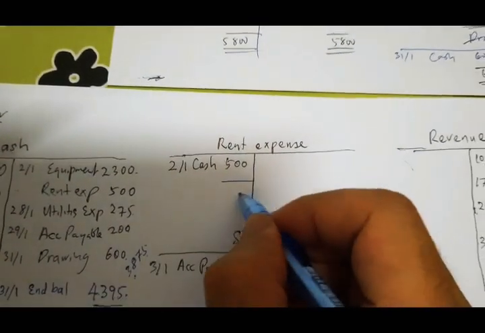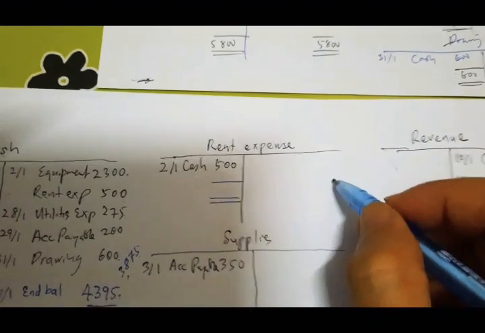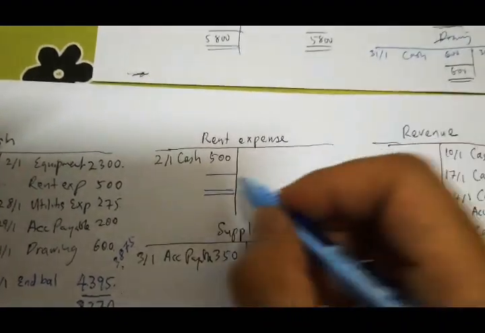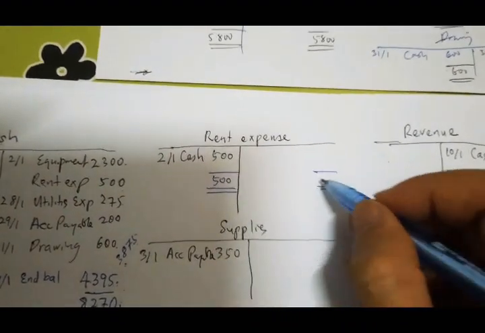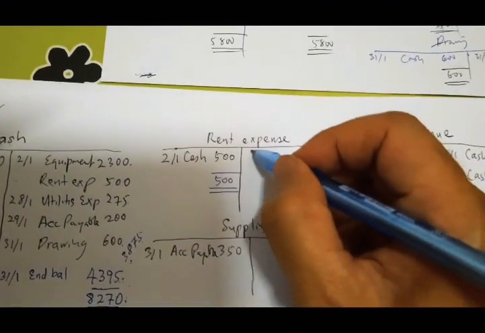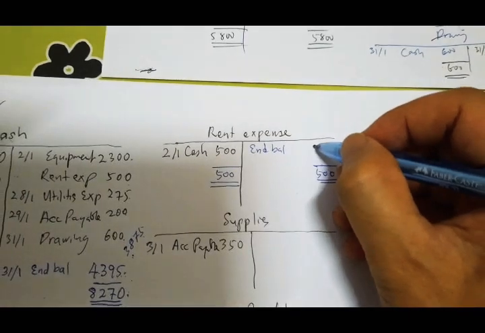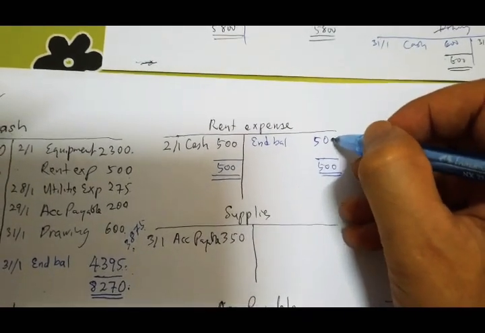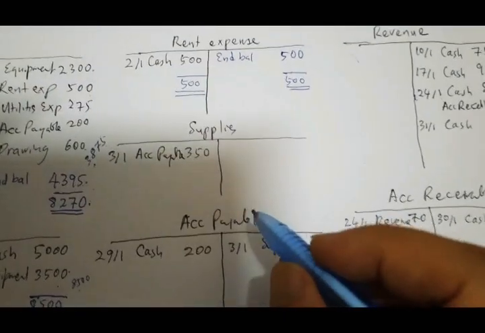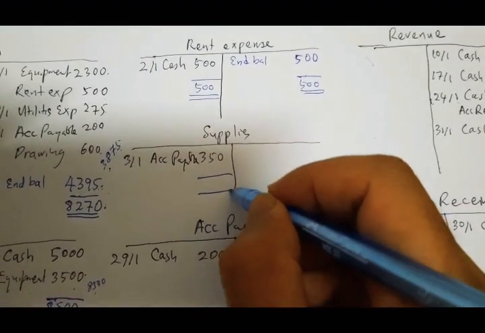So now here the balance is 500. The ending balance at the 31st of January is 500. Supplies 350.